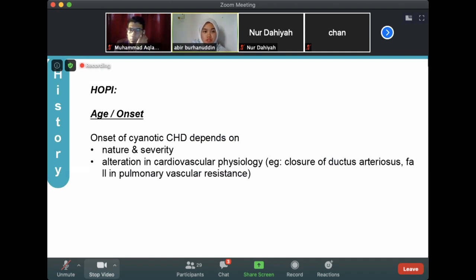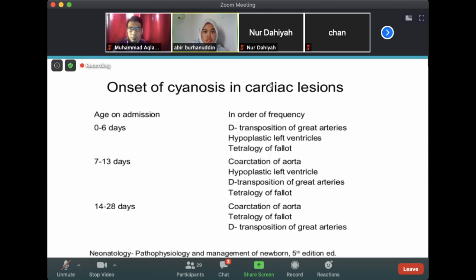Okay. For the history of presenting illness, we have to see the onset of the cyanosis. The onset in cyanotic heart disease really depends on the nature, meaning the type of cyanotic heart disease that the patient has, and the severity of the cyanotic CHD. Then second is alteration in cardiovascular physiology, like closure of the ductus arteriosus and fall in pulmonary vascular resistance. For example, in tetralogy of Fallot, which is the most common type of cyanotic congenital heart disease, the onset of cyanosis is above 4 months old. However, if the patient has a more severe form of pulmonary stenosis, they tend to have an early onset of cyanosis. That is the onset of cyanosis in cardiac lesions.